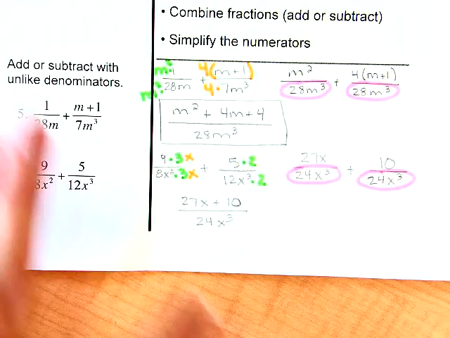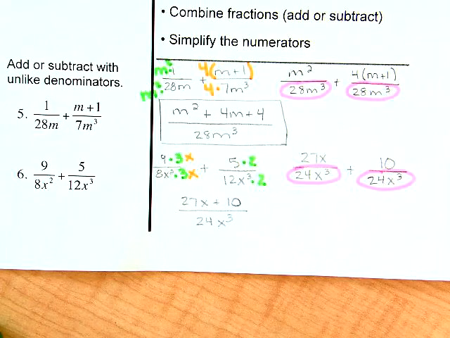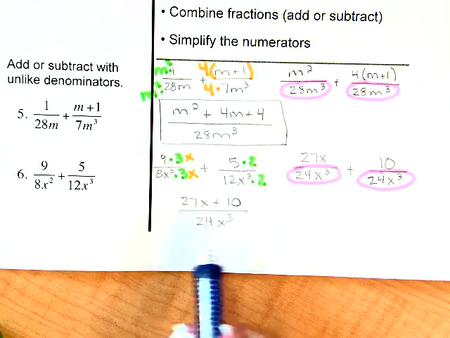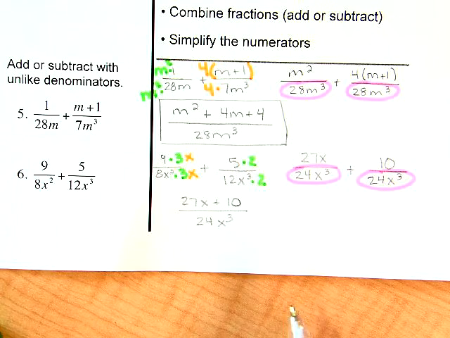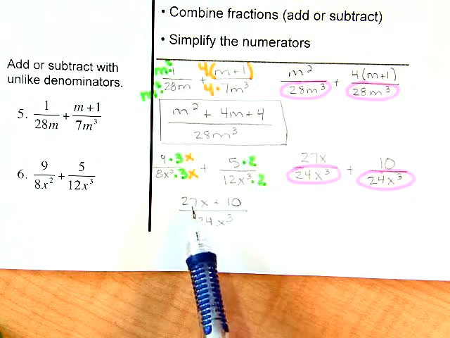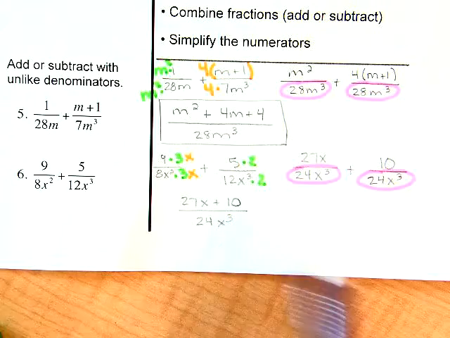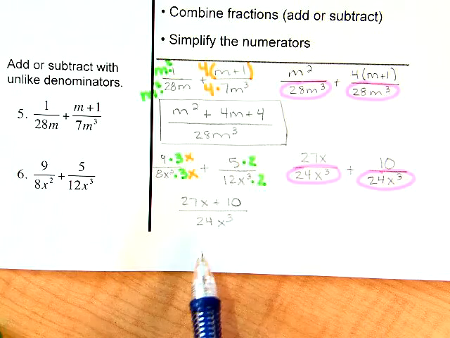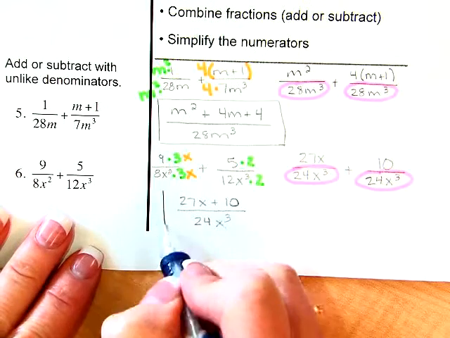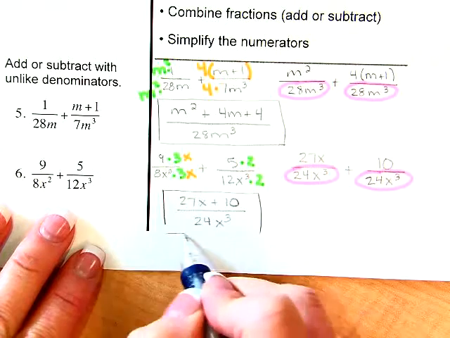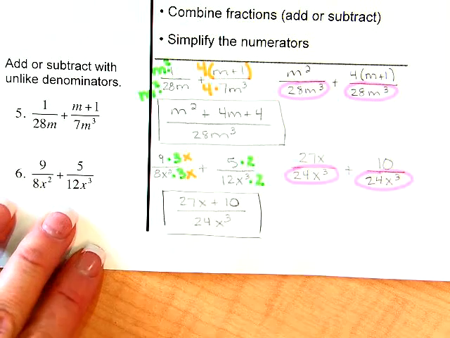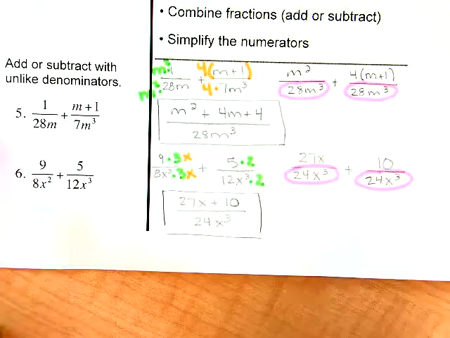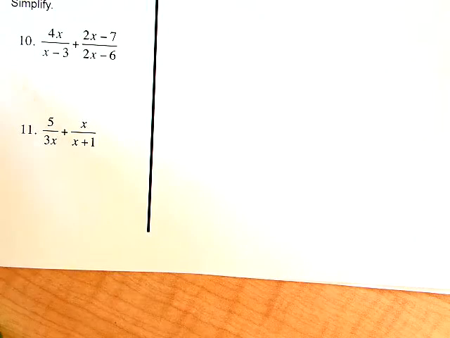All right? So now you're going to kind of ask yourselves, can you combine 27x and 10? And you can't. Then is there a GCF between 27x and 10 that you could factor out? And there is not. So this is done right there. Okay? All right, moving along to number 7.